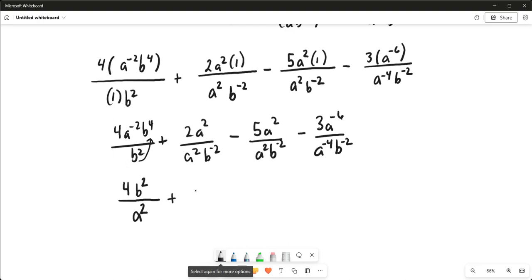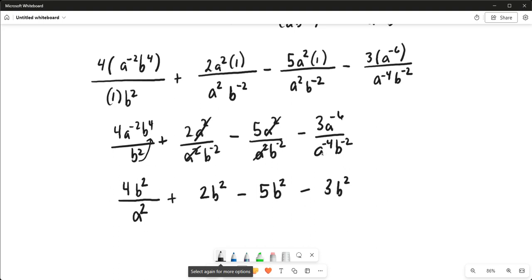Okay, and then the second term, the a to the seconds cancel because they're the same. And then that b to the negative second, if we bring that up to the numerator, it's going to be b to the second power. In the third term, the a's cancel. So that's going to be 5, and then b to the negative second, when we bring it up to the numerator, it's going to be b to the second. And then here, we're going to bring that b to the negative second to the numerator. So that's going to be b to the second power.